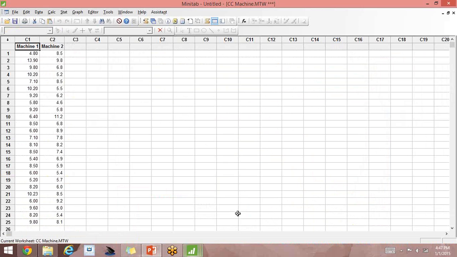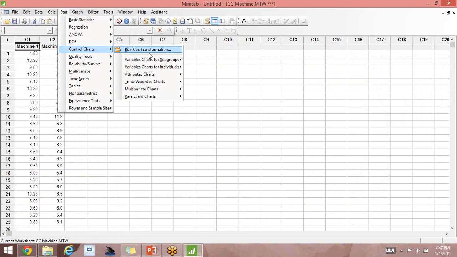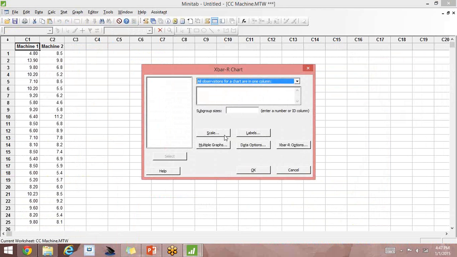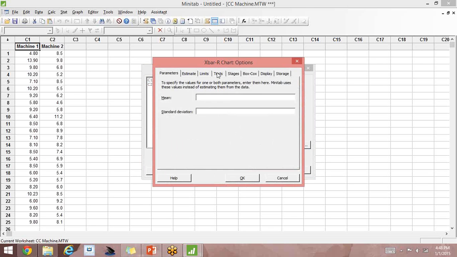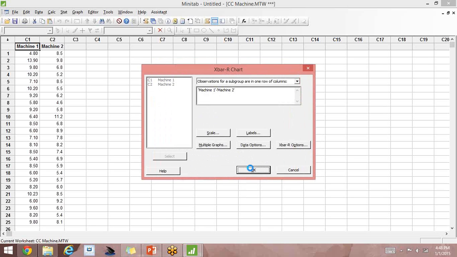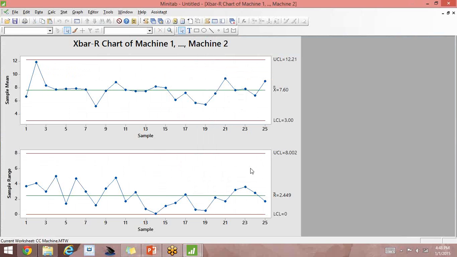Let me do that. X bar R chart. Go to Stat, Control Charts, Variable Charts for Subgroups, X bar R. All observations for the chart are in one column? No. Observations for the subgroup are in one row of columns. Yes. Machine 1, machine 2. I'm going to select all the tests. And let's see what the data will show.